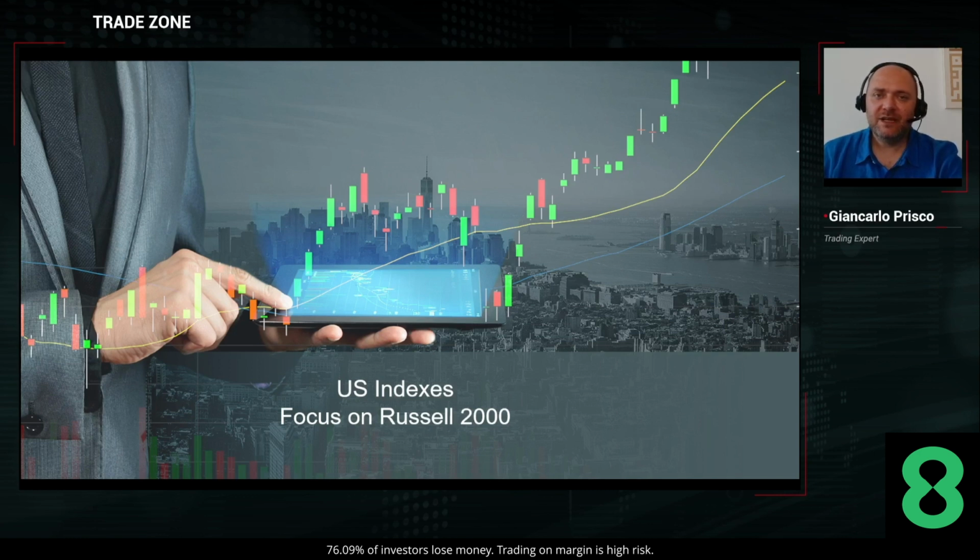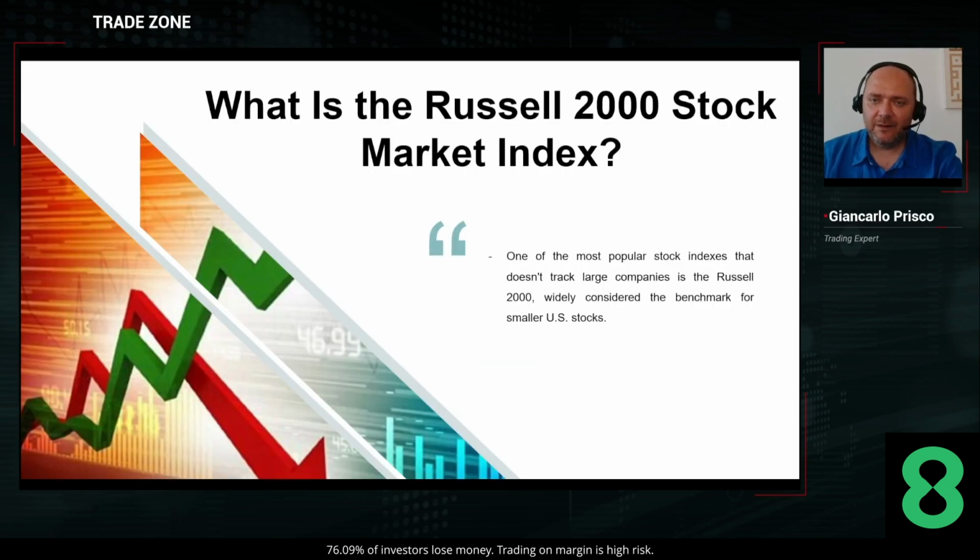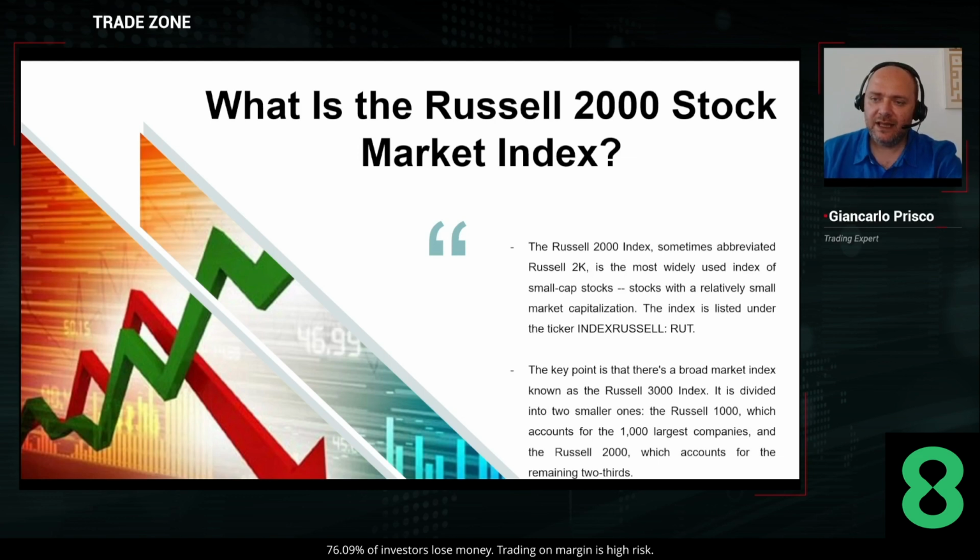I'm going today to speak about a very interesting USA index that is not so well known but offers an incredible quantity of opportunity. I'm speaking about the Russell 2000. Let's see together what exactly the Russell 2000 is. Practically, it focuses its work on smaller USA stocks. It means the small caps, and it is now called the Russell index. Normally it includes all the USA companies with a relatively small market capitalization.